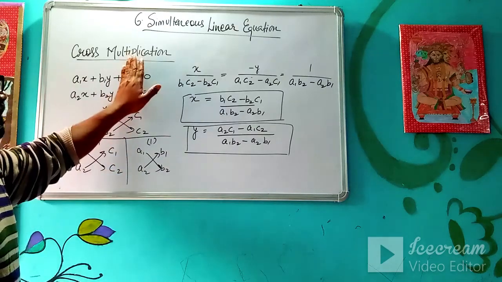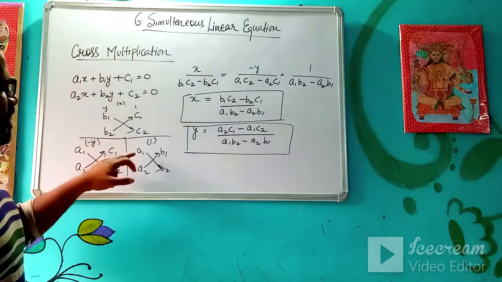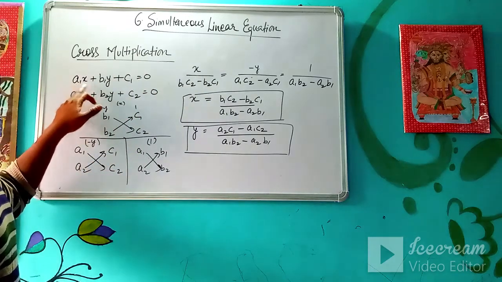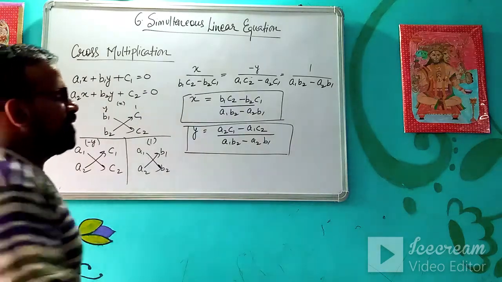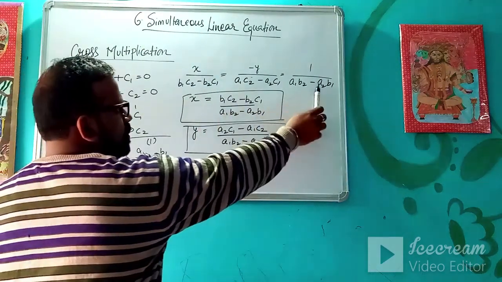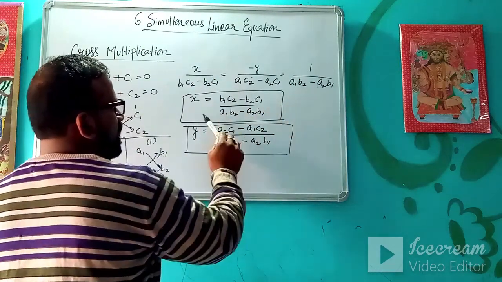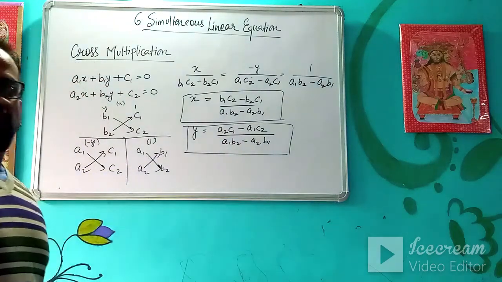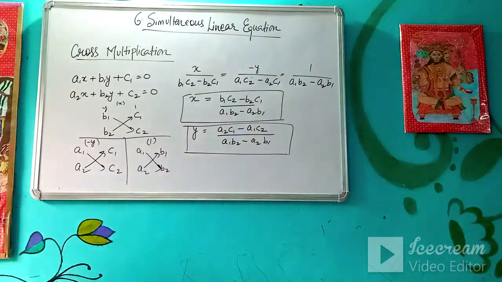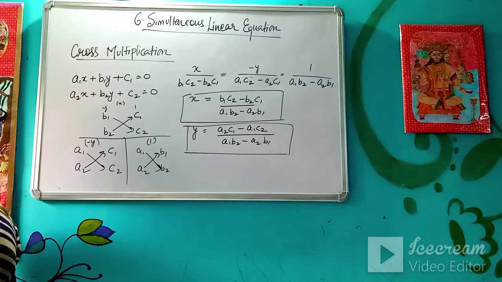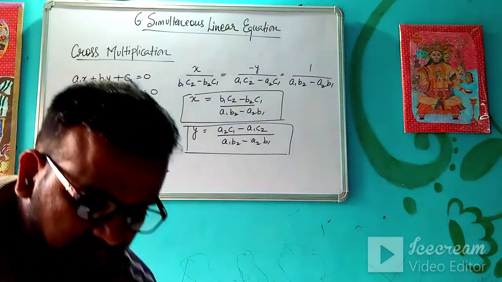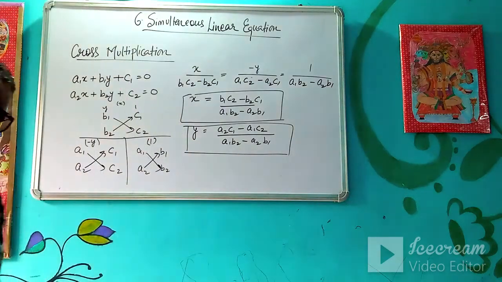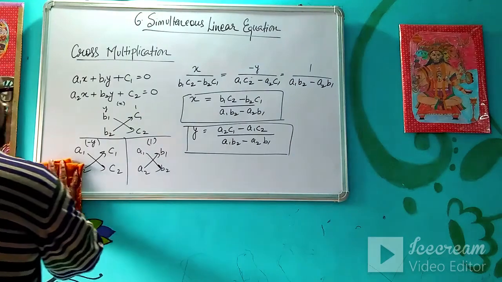Then for finding the constant, we will hide the constant and multiply these x and y coefficients together from left to right. After that, we will compare these two values with this constant term and we will get these values of x and y. So this is how we will use the cross multiplication method to solve the problems. So let's discuss a few problems related to this.